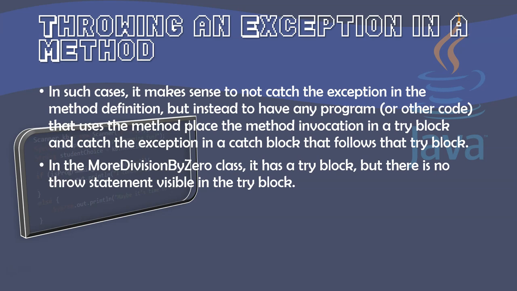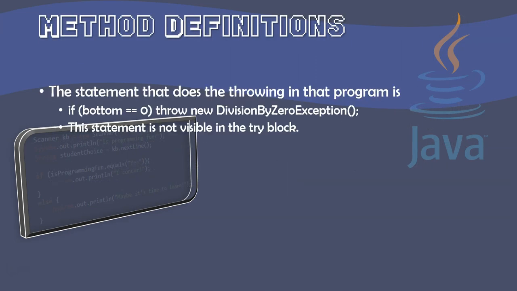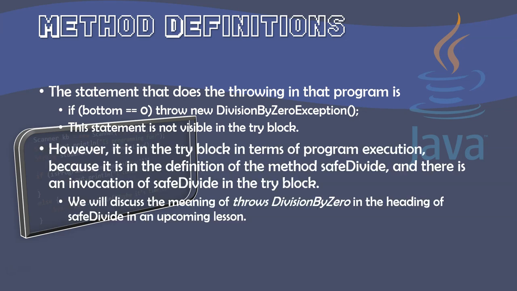One of the things you're going to see is that it has a try block, but there's no throw statement visible within that try block. You're not going to see a throws keyword in there. And when we look at the method definitions, you're going to see the following: if bottom, which is of course our denominator, is equal to 0, we're going to throw a new division by 0 exception. This throw statement is not visible within the try block. However, it is in the try block in terms of program execution because it is in the definition of the method safe divide, and there's an invocation of safe divide within this try block.